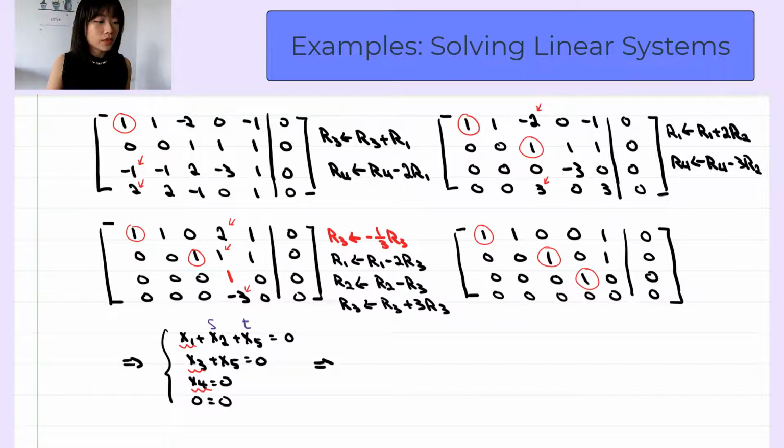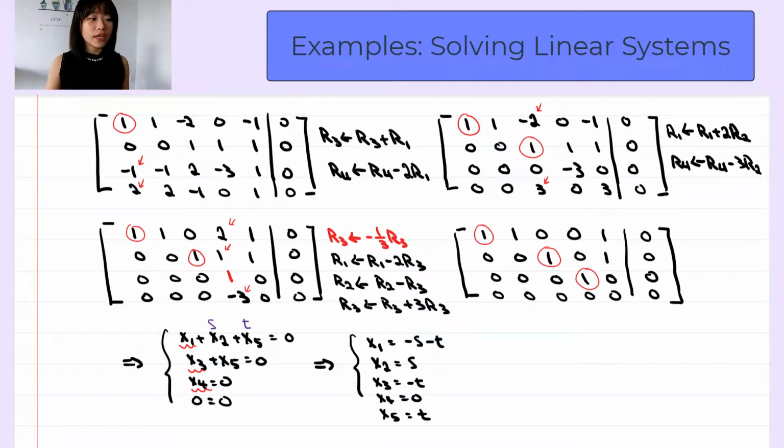Then I can rewrite the solution as x1 equals negative s minus t, and x2 can be anything. x2 equals the free variable s, and x3, from the second equation on the left, equals negative x5, which is negative t, and x4 equals 0, and x5 can be anything. It equals the free variable t. So that is the solution to this system.